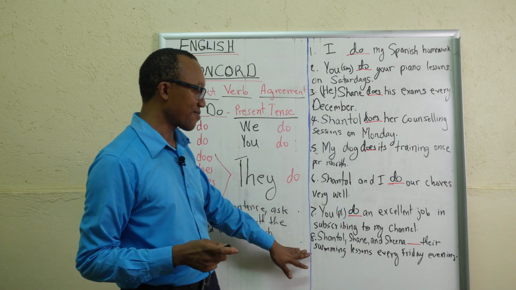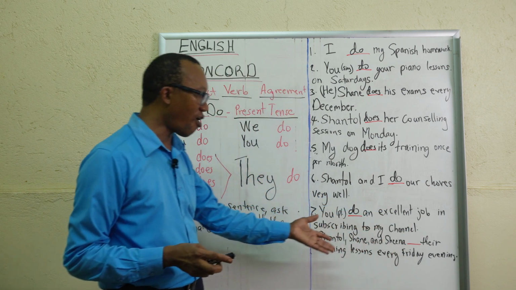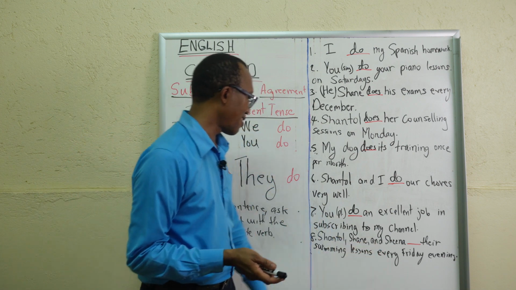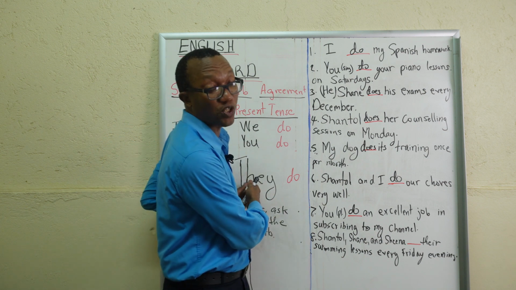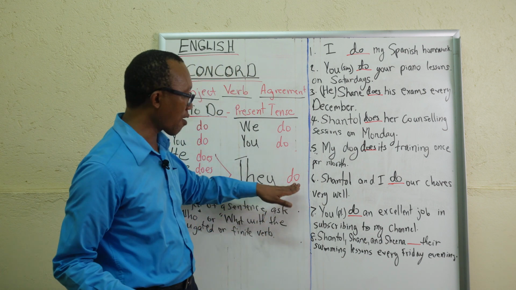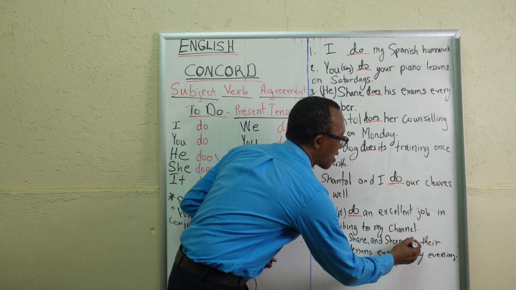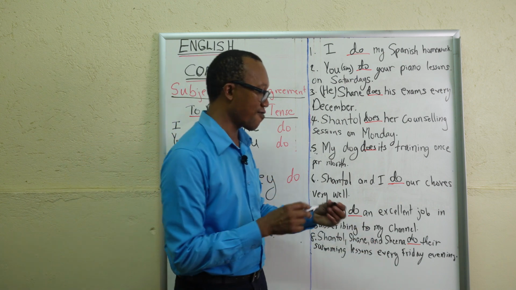And the last one: Chantal, Shane, and Sheena, do or does? Well, again, you have three people. It has to be they. We translate to they as a pronoun substitute, and the correct form of the verb, as we are seeing right here, must be do. So again, you are correct. They do swimming lessons every Friday evening.